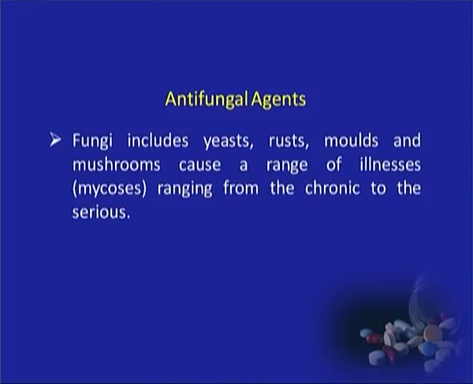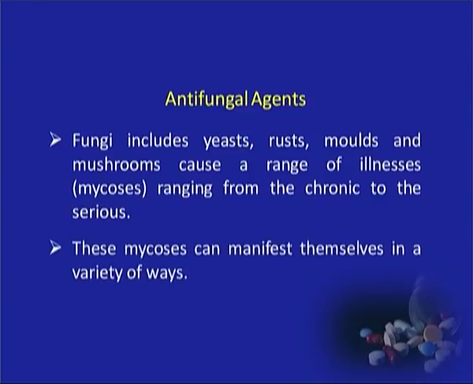Let us focus on antifungal agents. Fungi include yeast, rust, molds and mushrooms, and they cause a range of illness called mycosis. It is ranging from the chronic to the serious. These mycoses can manifest themselves in a variety of ways. Let us discuss the types of fungal infections. The fungal infections can be superficial and systemic. Superficial infections are at or close to the surface of the skin, and systemic infections affect the body as a whole rather than an individual part or organ.